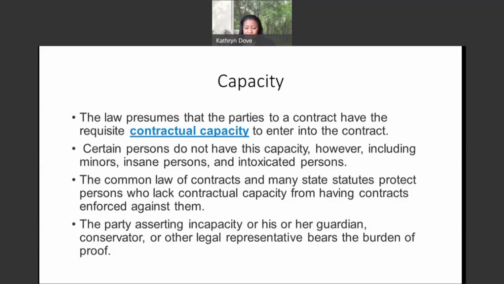If a person lacks capacity, but there's still offer, acceptance, and consideration, that contract is unenforceable and it can be voided, meaning that it's voidable. It's not void, it's voidable. The party asserting the lack of capacity or his or her guardian bears the burden of proof.